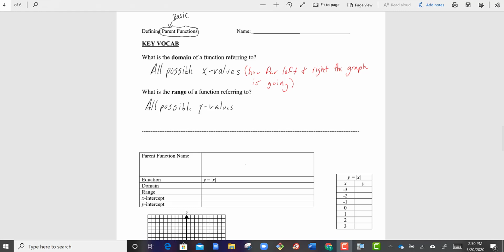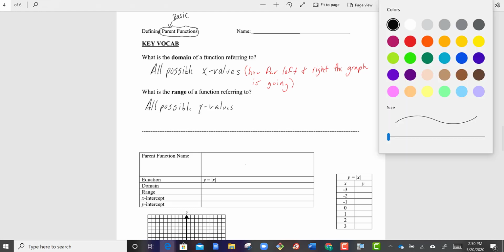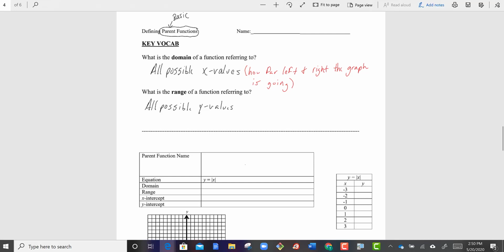And likewise, the range is all the possible y values. It's how far, you can say north and south or up and down. So how far north and south the graph is going. These will actually be introduced in a later lesson, but I always like to introduce them initially one time because it usually takes a little while for students to get this down.